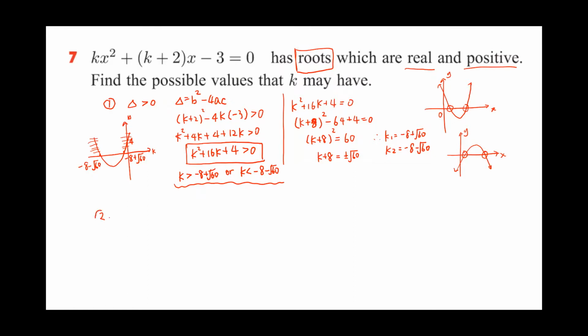And second one, if both k plus 2 above 0. Agree? So k plus 2, k below 0. Do you agree with that? Yes. Agree?